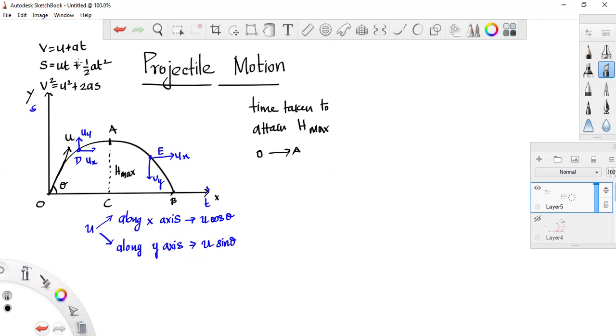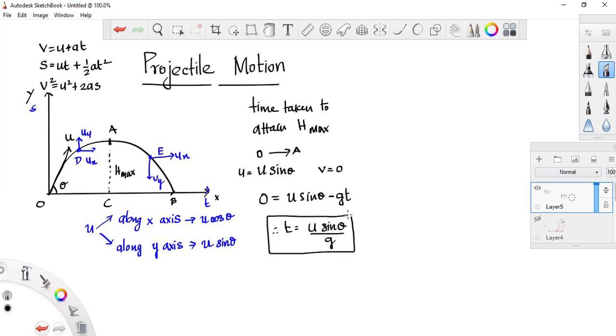In the case above, we apply this first equation. At point O, the object moves in the vertical direction, so what will the initial velocity be? u sin theta. When it goes to point A, the final velocity v automatically becomes 0. In place of a we put minus g. Substituting, 0 is equal to u sin theta minus gt. Therefore, the value of t is equal to u sin theta by g. As simple as that. This is the formula for time taken to attain the maximum height. So it depends upon the initial velocity and the angle, and g is a constant here.